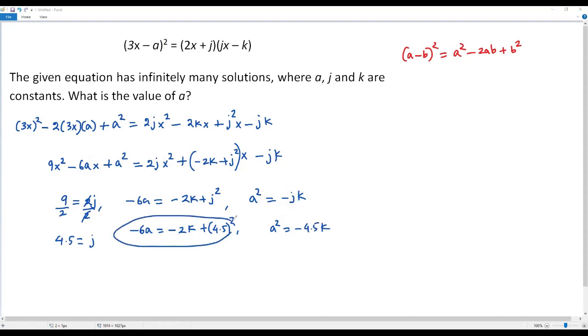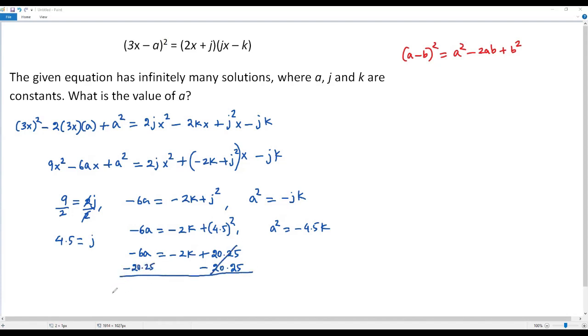Okay, now let's solve for k in terms of a in this equation. Negative 6a equals negative 2k plus... When I evaluate the value of this 4.5 the whole square, its value is 20.25. Let me subtract 20.25 from both sides of this equation. Okay, let me do it. When I do so, this positive value and negative value will cancel out. I am getting negative 6a minus 20.25 on the left side. On the right side, we have negative 2k. When I consider the terms of this equation, each term has a negative sign. Now to get rid of the negative sign that we have for each term, we can multiply each term of this equation by negative 1.